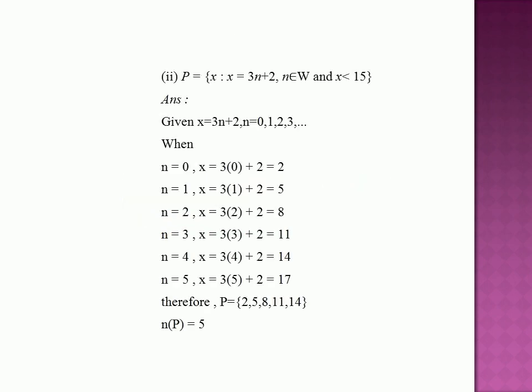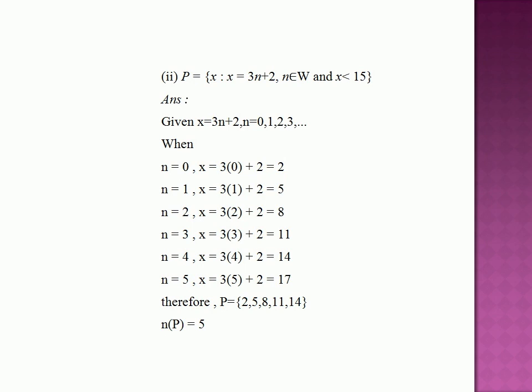Second subdivision, in the first sum, P equal to set of all x such that x is equal to 3n plus 2, n belongs to W and x less than 15. Answer. Here x is equal to 3n plus 2, n belongs to the set of all whole numbers and x is less than 15. Here for n, we have to substitute the values 0, 1, 2 and so on, because n belongs to the set of all whole numbers.